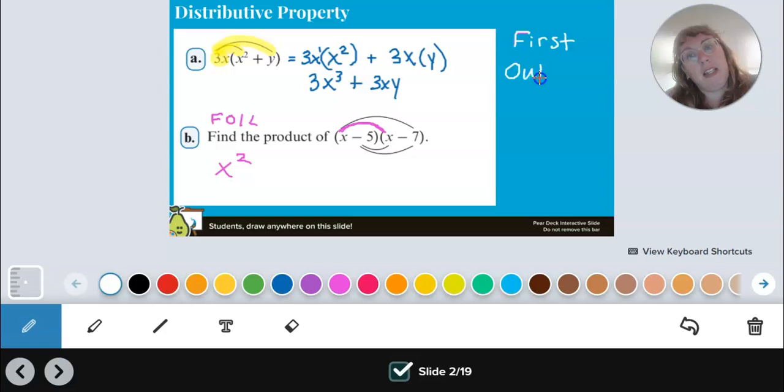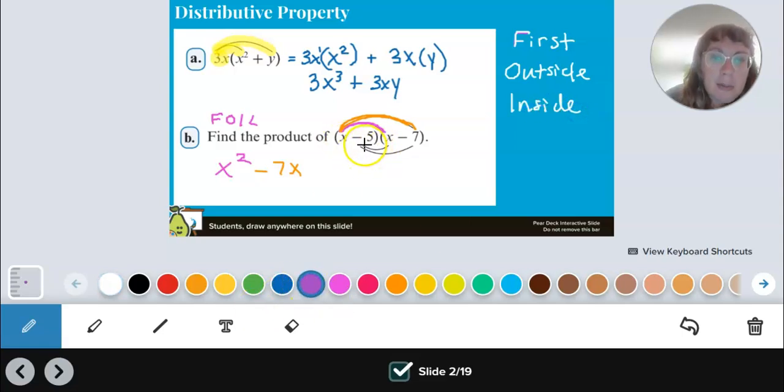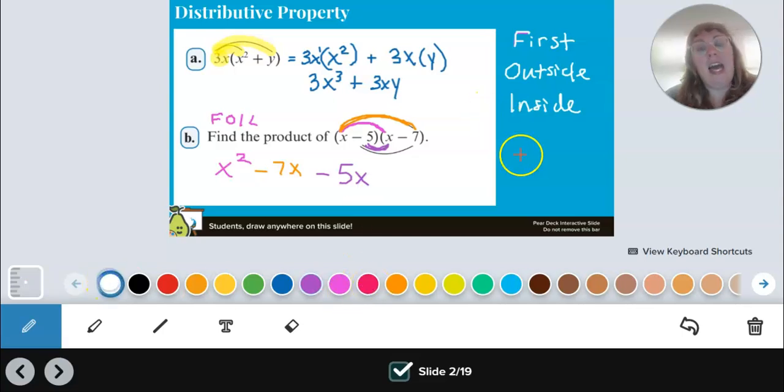The O is outside or outer. So then you're going to multiply the outside terms. X times -7, which is a -7x. I is inside. So then you're going to multiply these inside terms, -5 times x, which is a -5x. And then the L of FOIL is last. So we're going to do the -5 times -7, which gets us a positive 35.